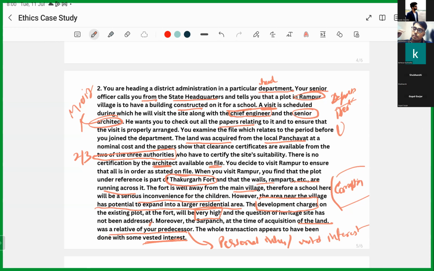If I ask you about the present department head, the answer will come to prediction of duty, following the direction of seniors, okay. But for the previous one, vested interest will come. What vested interest? Maximizing benefits of the relative.